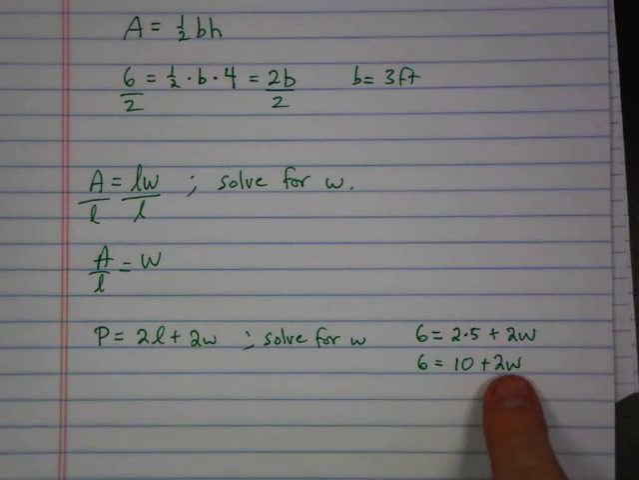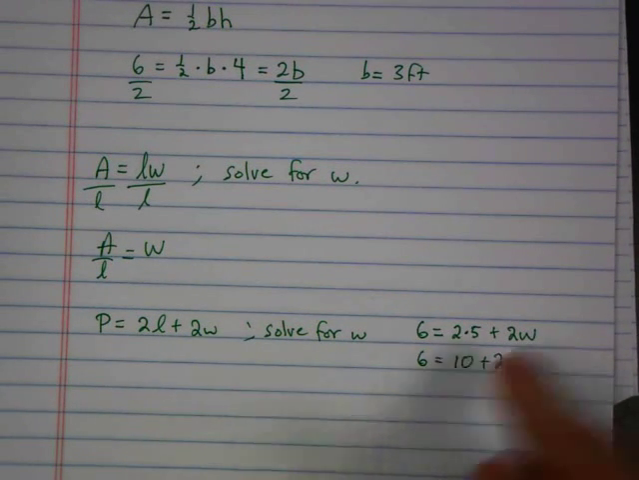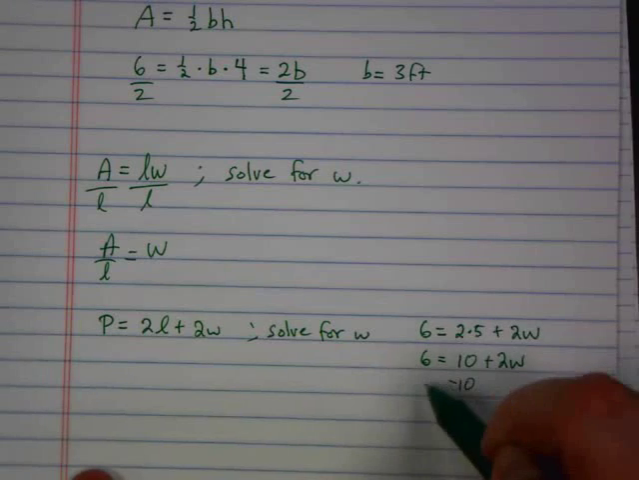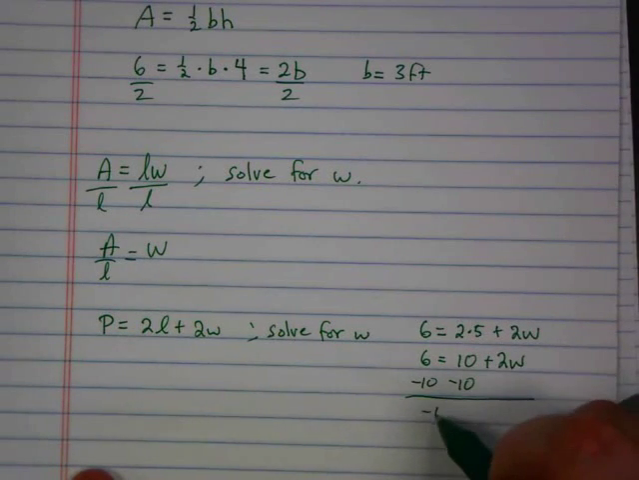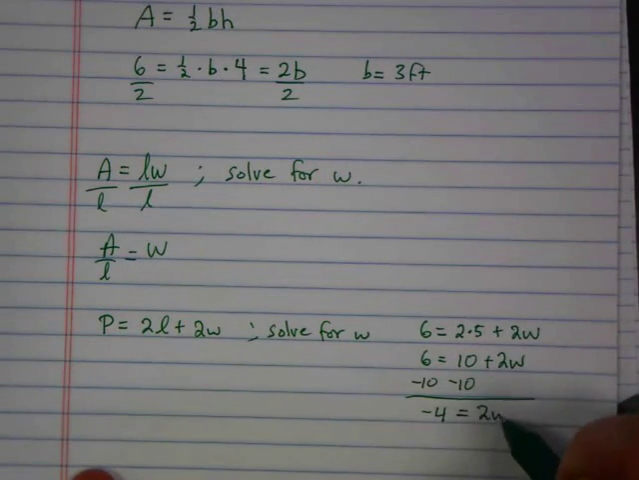If you're trying to get the W all by itself, you get rid of the adding and subtracting stuff. So you would do a minus 10 on both sides. Minus 4 equals 2W, and then you would divide. So W is minus 2.